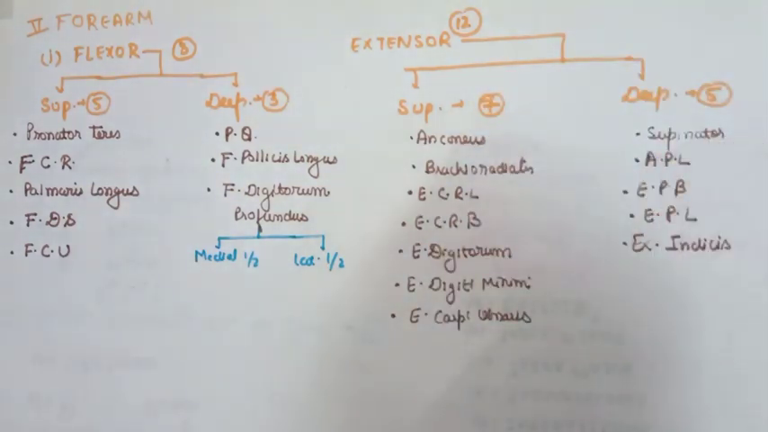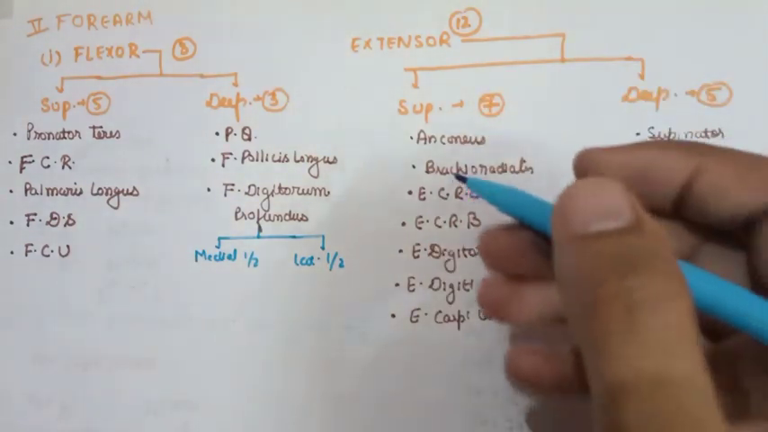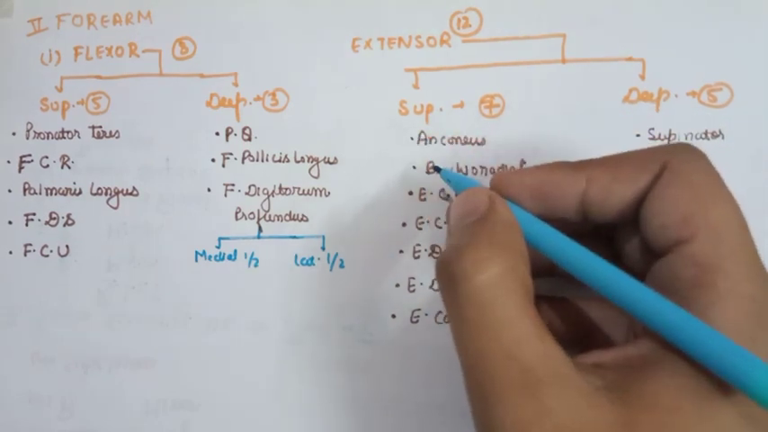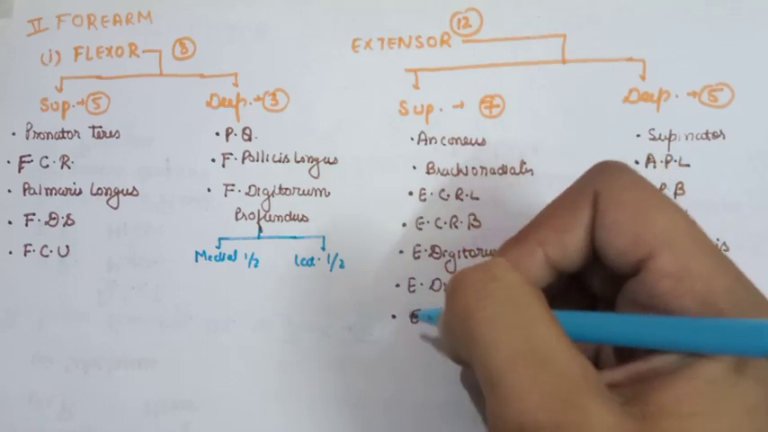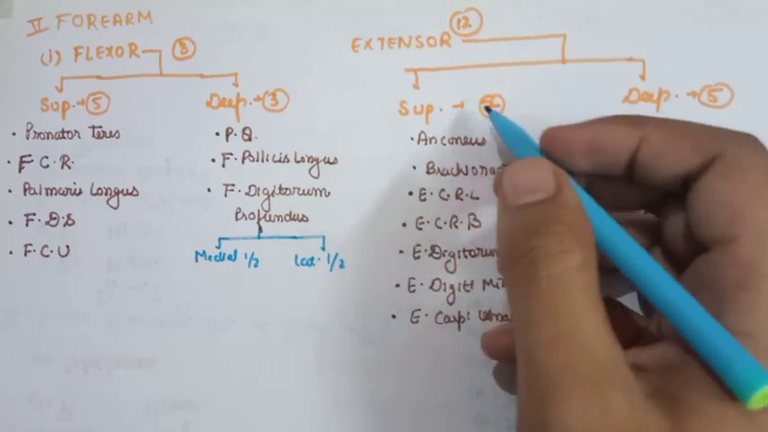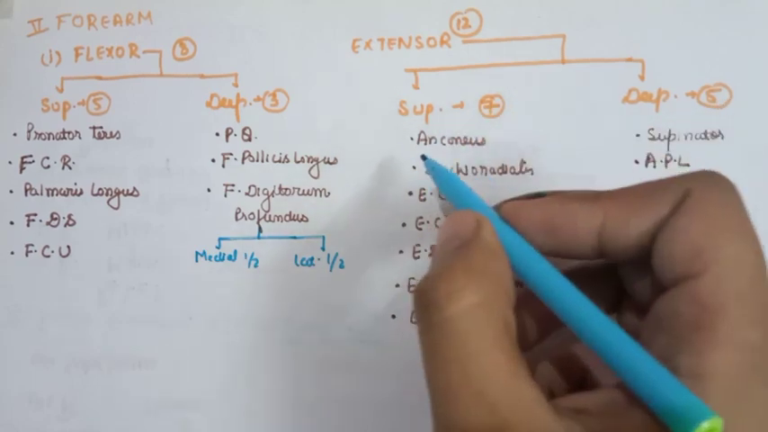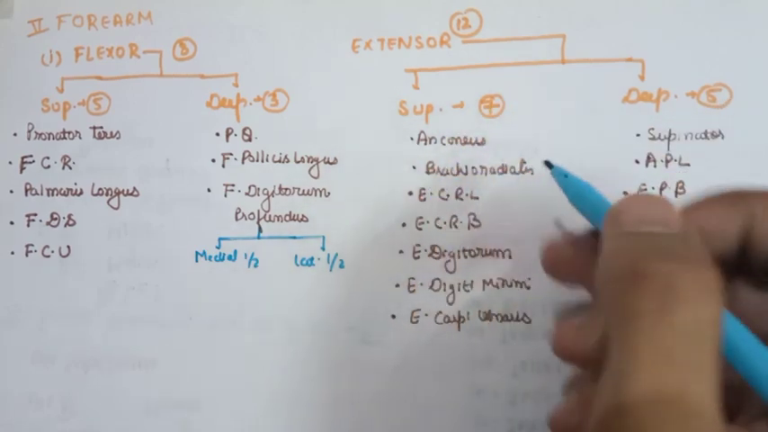Now let's see the extensor group. The trick to write is: first write A for apple, that alphabet A, then B, then write all the E's, the remaining 5. In total we have 7 muscles. The first one you have to write is A, then B, then all E. A stands for anconeus, then we have the brachioradialis.